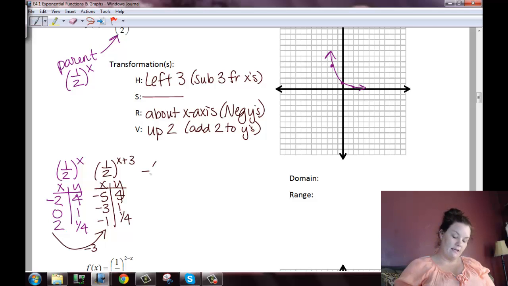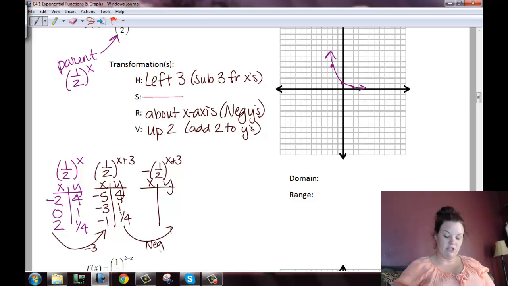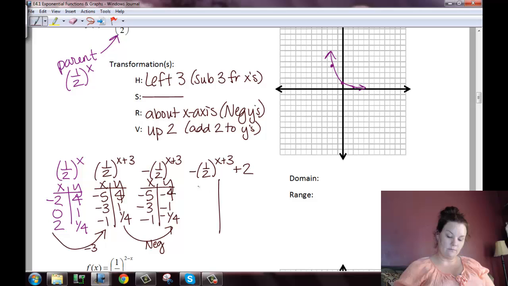Then I want to flip it about my x-axis. So I put my negative in, negative 1/2 raised to the x plus 3. To flip it about the x-axis, I'm negating my y's. So I change the sign of my y values, which makes it negative 4, negative 1, negative 1/4. X's stay negative 5, negative 3, negative 1. And then my last shift is to move it up 2. I have negative 1/2 to the x plus 3 plus 2.